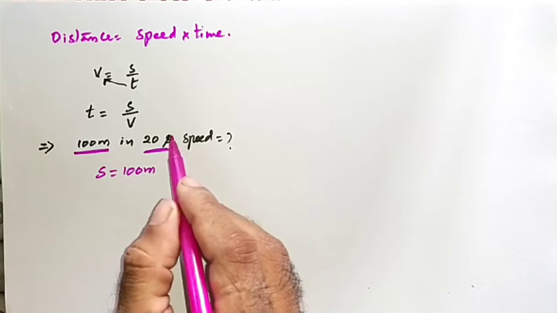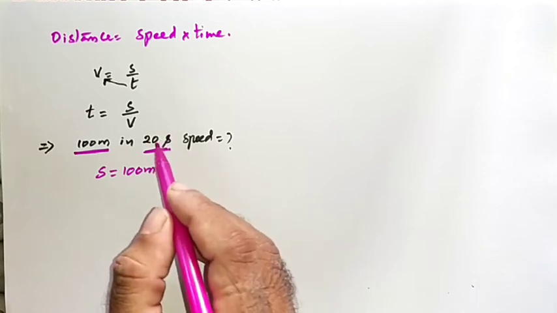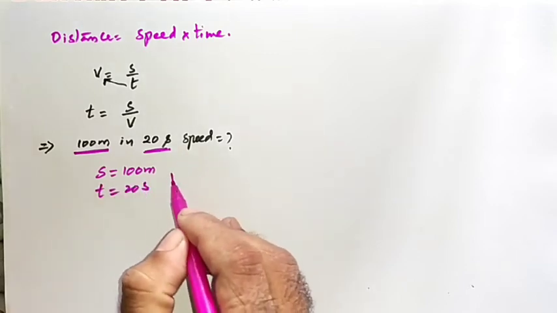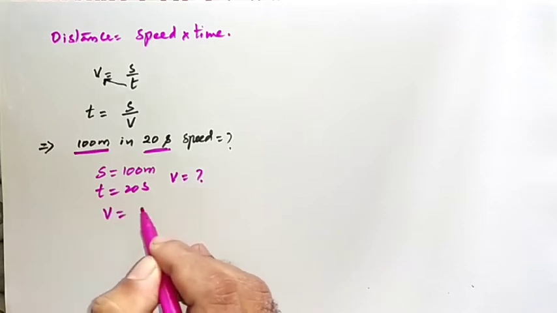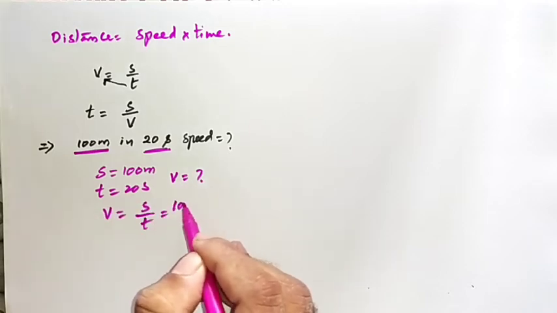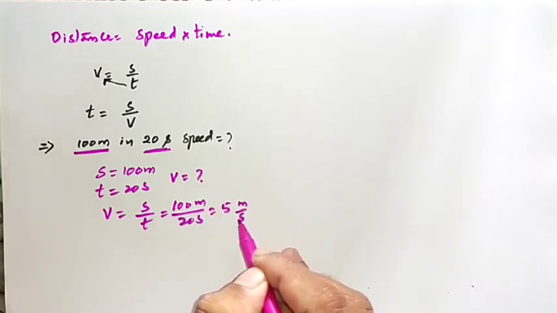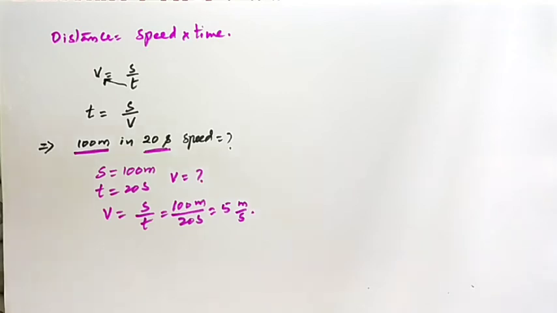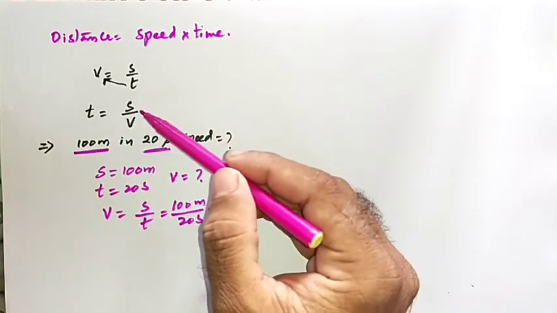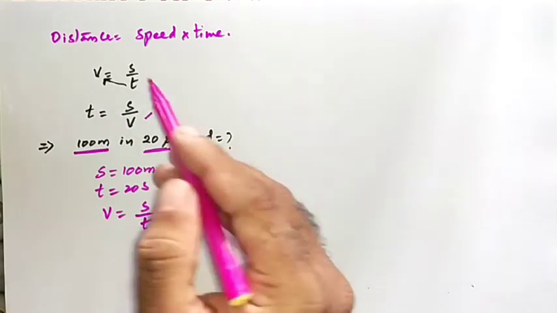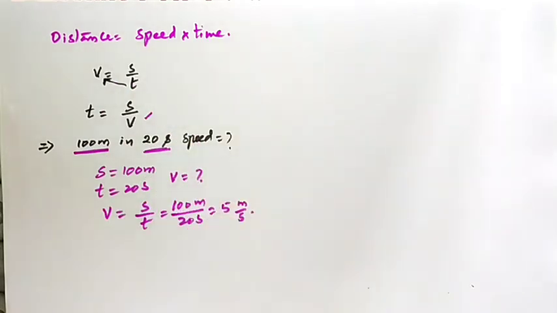Next, 20 seconds. Seconds is a unit of time, so time is given. How much? 20 seconds. So we need to calculate speed. What is the speed formula? Distance by time, that is 100 meters by 20 seconds. How much? 5 meters per second. Clear? In this way you can calculate very easily the speed of the body when distance and time are given. If they ask to calculate time given distance and speed, then you can use this formula. If they ask you to calculate distance, what is the formula? Speed into time, right?